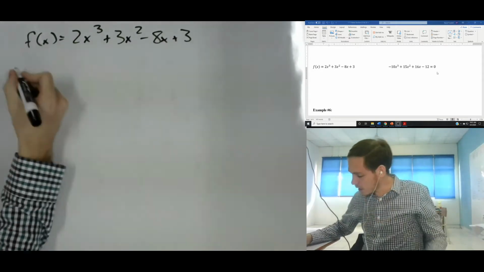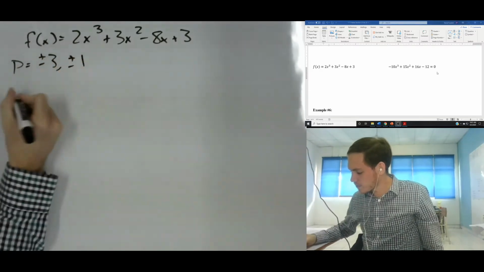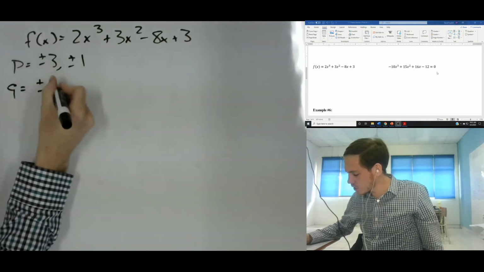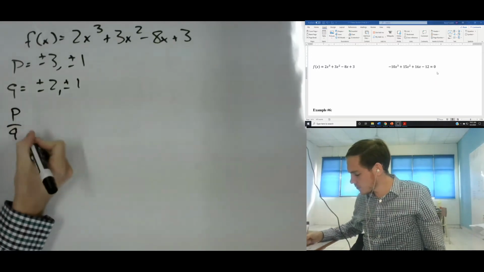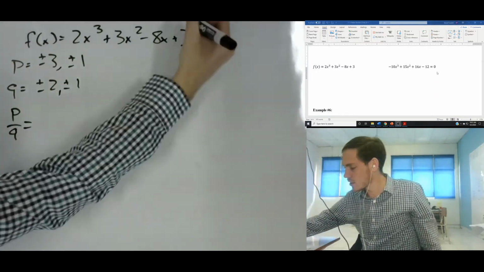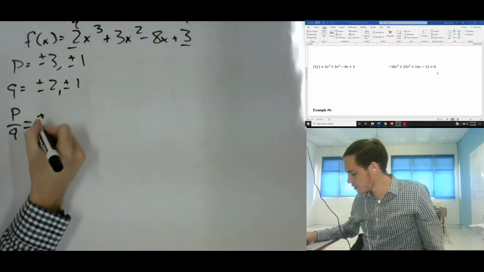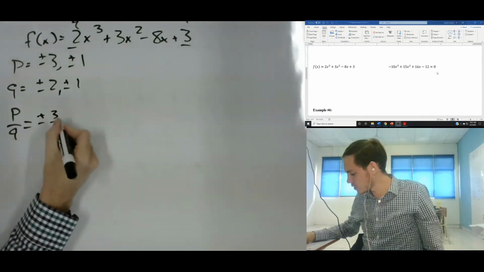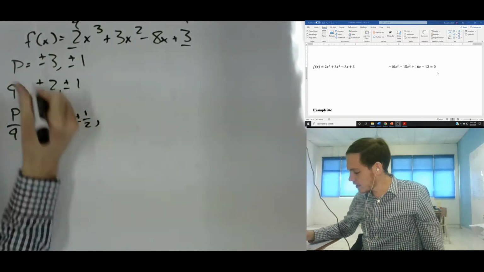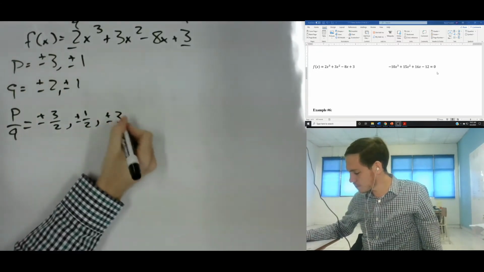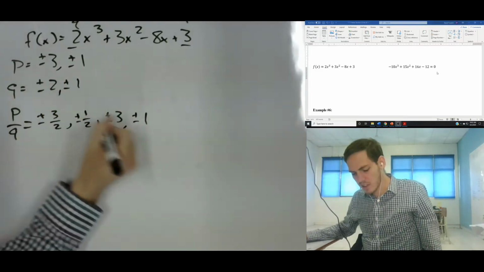Okay, so for our p, it's going to come from plus or minus 3, plus or minus 1. Q is going to go from plus or minus 2 to plus or minus 1. So if you have p divided by q, again, p came from this, q came from this, okay? So dividing, we get plus or minus 3 over 2, 1 over 2, and then 3 divided by 1 is plus or minus 3, 1 divided by 1 is plus or minus 1. Now you can organize this from greater to less, that's fine.